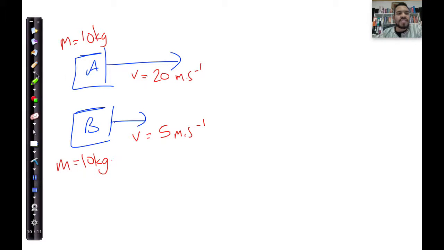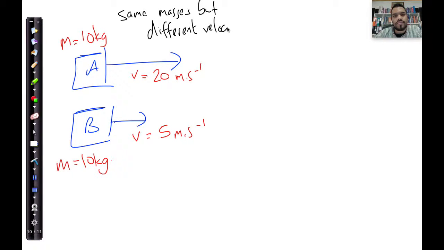Based on that, we can say something about the similarities and the differences between object A and object B. The similarities are that both object A and object B have the same mass, but their velocities are different. So here we can say same masses, but different velocities. Right, so what does this mean and what does this show us? You can see I've edited the vectors there to give you the following.